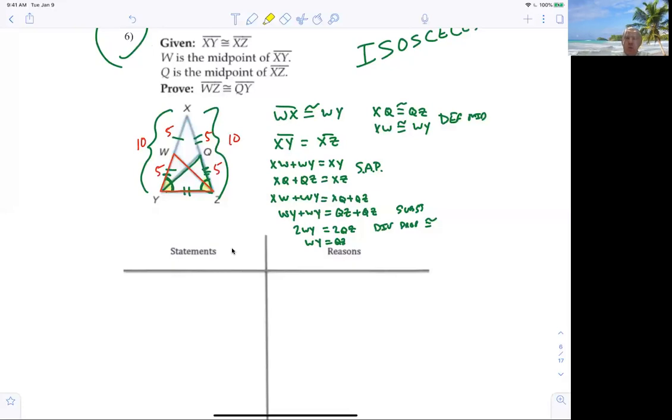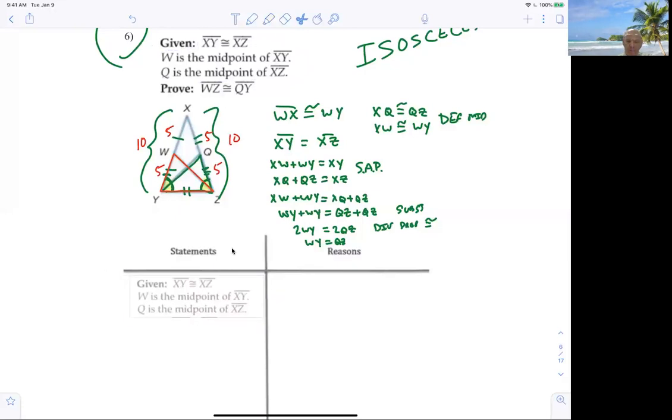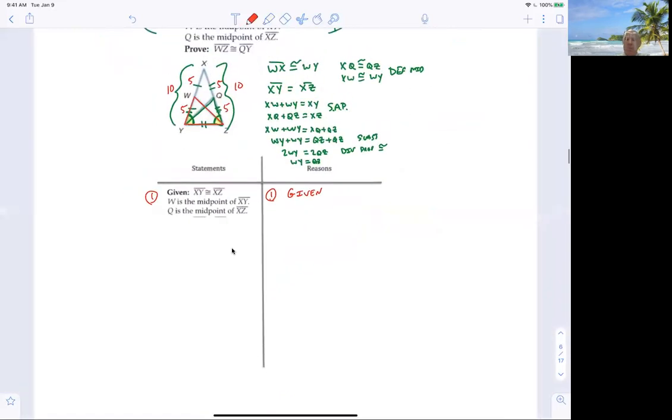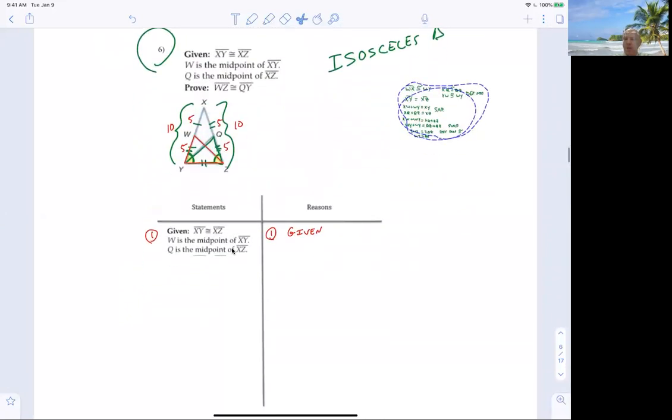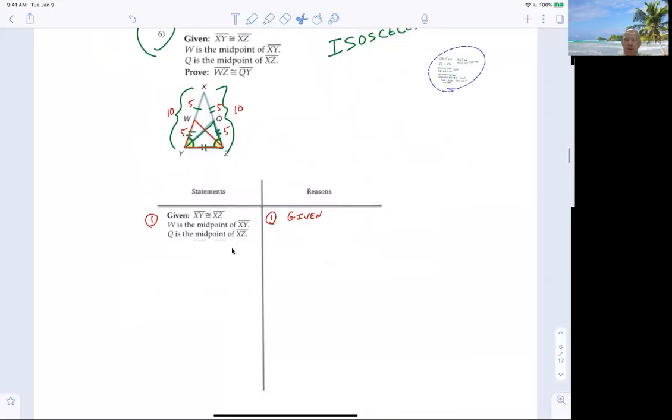All right, so what I want to do now is the given. We're going to paste the given in here, and we'll call that 1, given. This work up here is what I was trying to do. I didn't realize how many steps this proof was going to take. So again, I really like this proof. All right, so let's take a look at it.